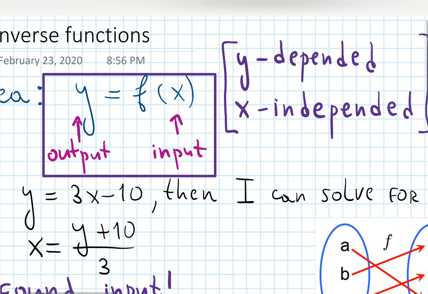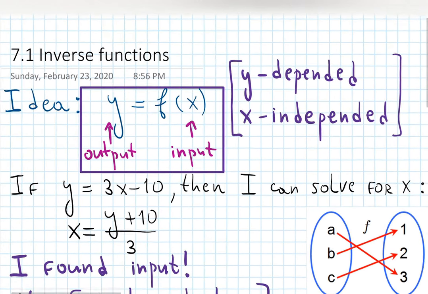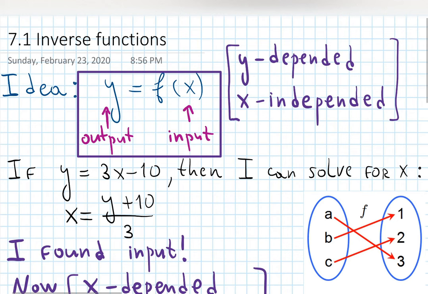So a question: can I find the input with the given output? That's a very cool question. That's what they call the inverse problem. For example, if y equals 3x minus 10, then I can solve for x. Have you ever thought about that? Solving for x in terms of y, we get x equals (y plus 10) over 3. And the idea is it reverses the process.